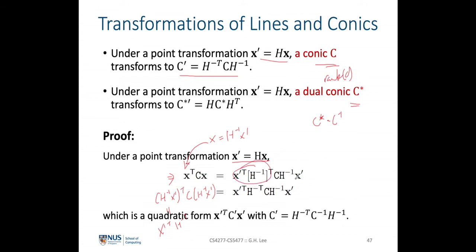Further evaluating this expression, we get this final expression, which is in the quadratic form x prime transpose C prime x prime. From this equation and this relation, we can easily see that C prime after the transformation equals this expression, which means that the linear mapping of C into C prime would be given by this equation. By the way, there's no inverse over here.